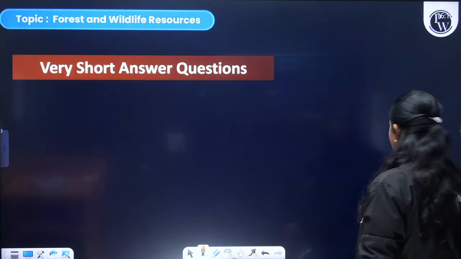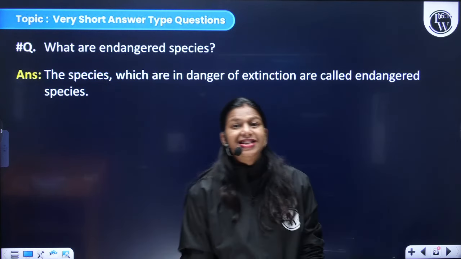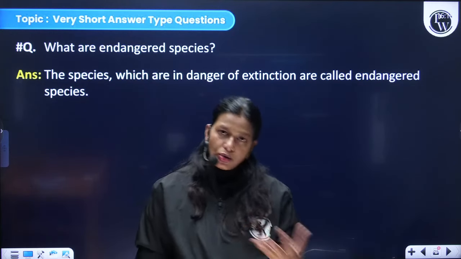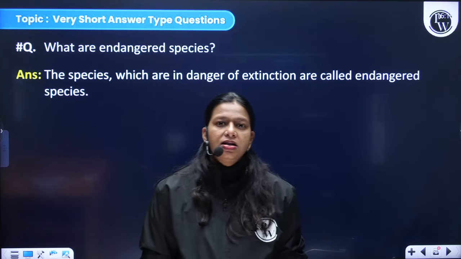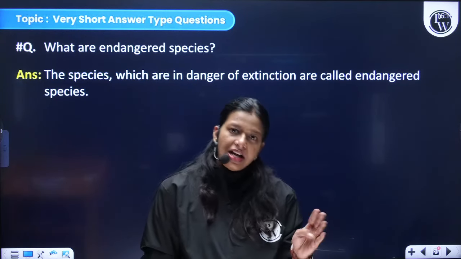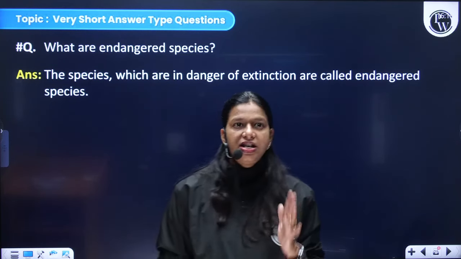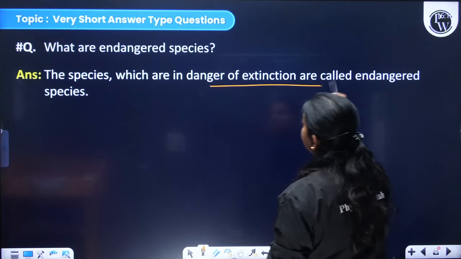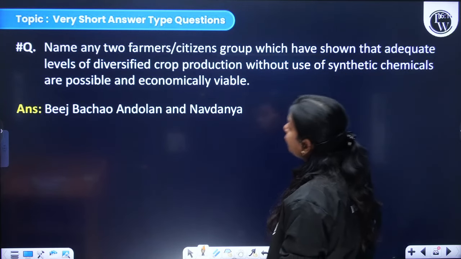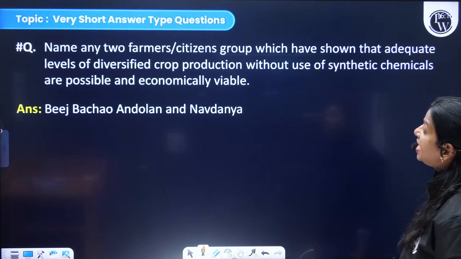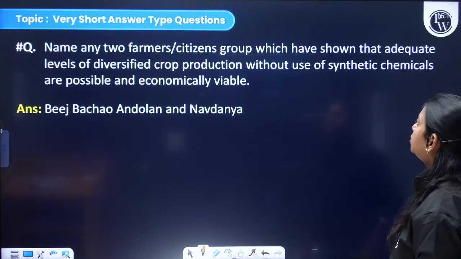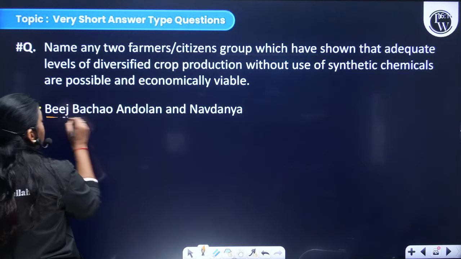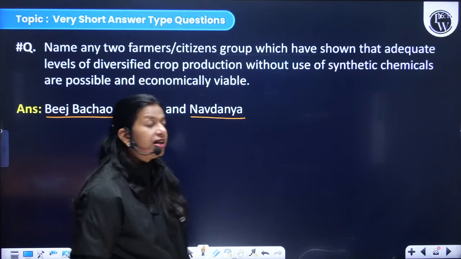Very short answer questions. What are endangered species? Endangered species are those species which have reduced in population due to human activities or through natural causes to such an extent that if the number reduces any further, they may go extinct from the world, right? They are on the brink, in danger of extinction. Name any two farmers or citizens groups which have shown that adequate levels of diversified crop production without use of synthetic chemicals are possible and economically viable. Two projects have been discussed, Beej Bachao Andolan and Navdanya Andolan.